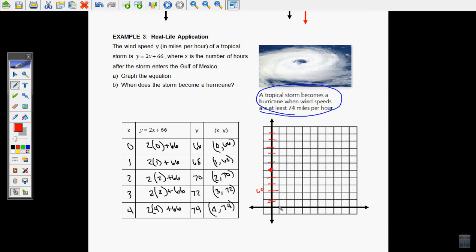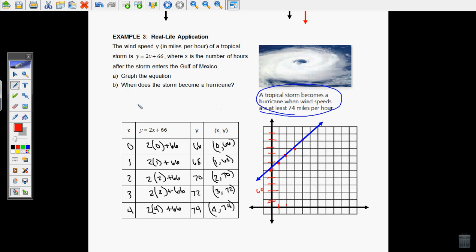My next one is 1, 68. My next one is 2 and 70. 3 and 72. 4 and 74. Fantastic. So it looks like I have a nice linear graph here. I will put it in blue. Awesome. So that's the first part. That's part A. Fantastic. I didn't even realize I was having so much fun that I didn't realize I was actually doing part A.